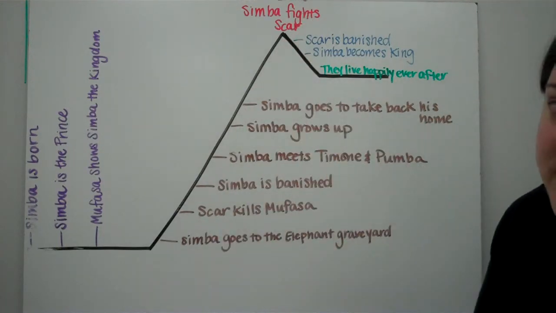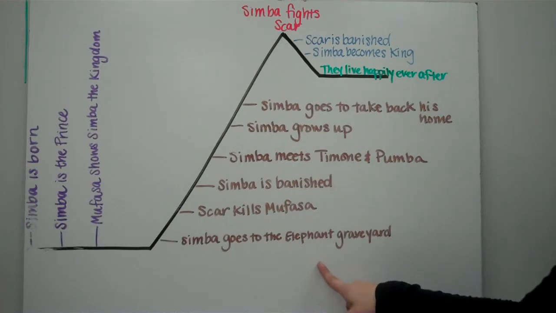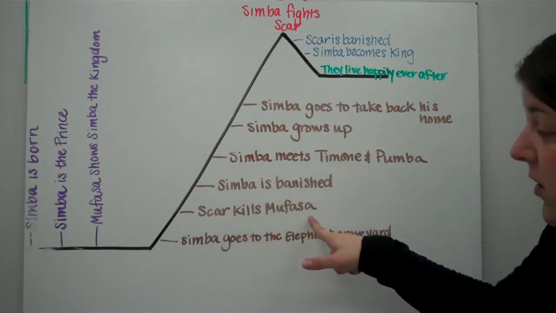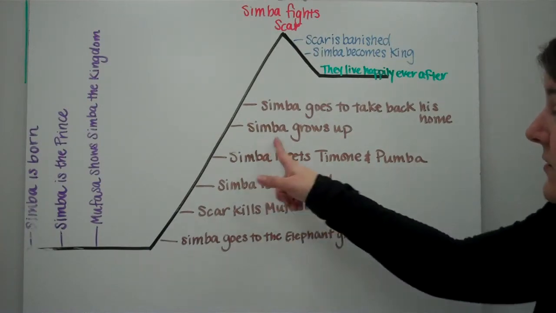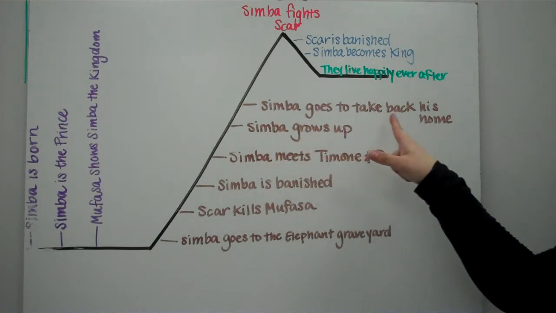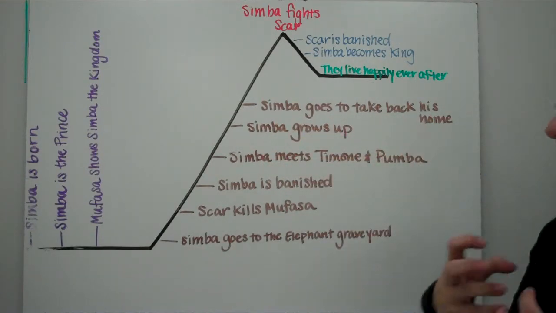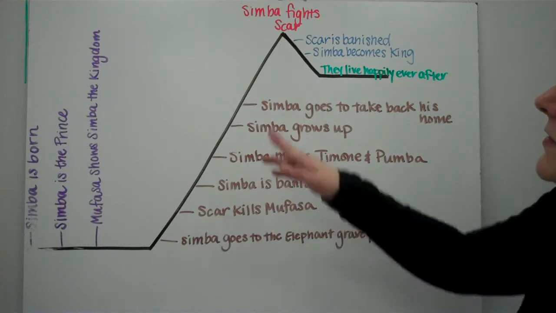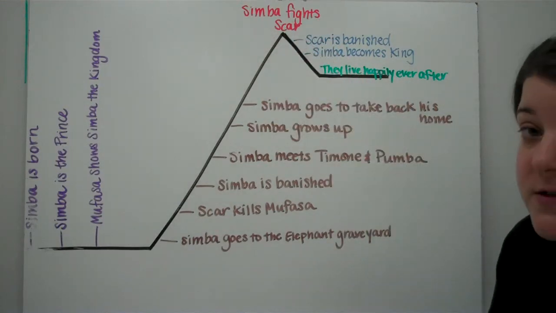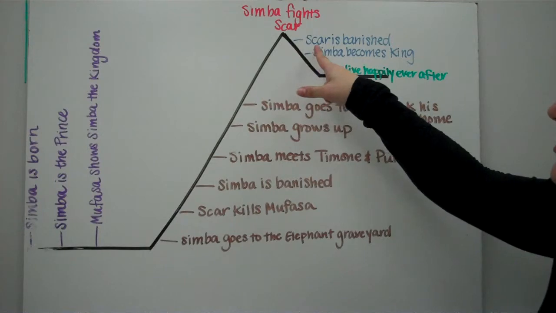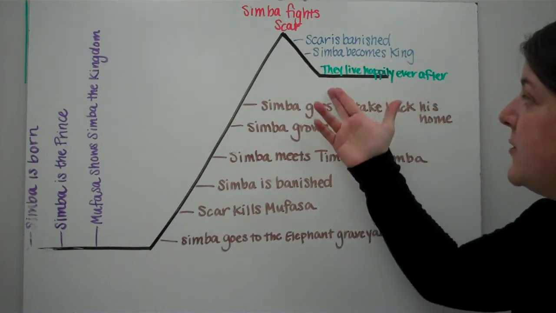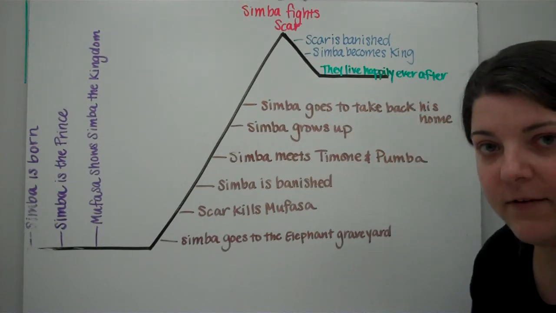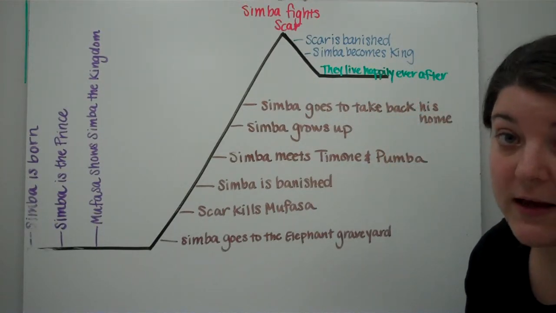The rising action now starts. Simba goes to the elephant graveyard. Then Scar kills Mufasa. Simba is banished. Then Simba meets Timon and Pumbaa and grows up with them. So he grows up, and then Simba goes to take back his home, his rightful place as king. The climax is when Simba fights Scar. The falling action, Scar is banished, and Simba becomes king. The resolution is they all live happily ever after with Simba being king.